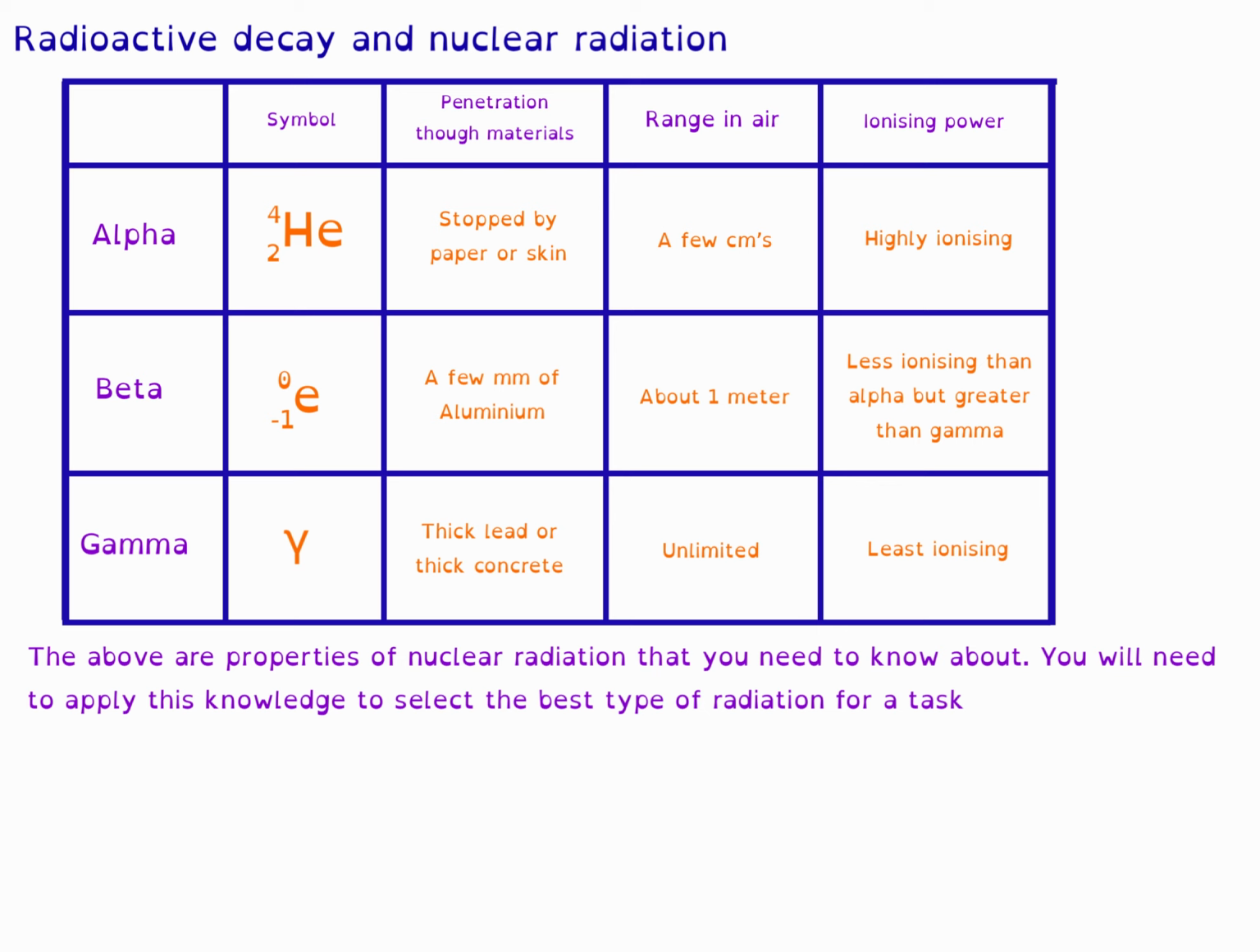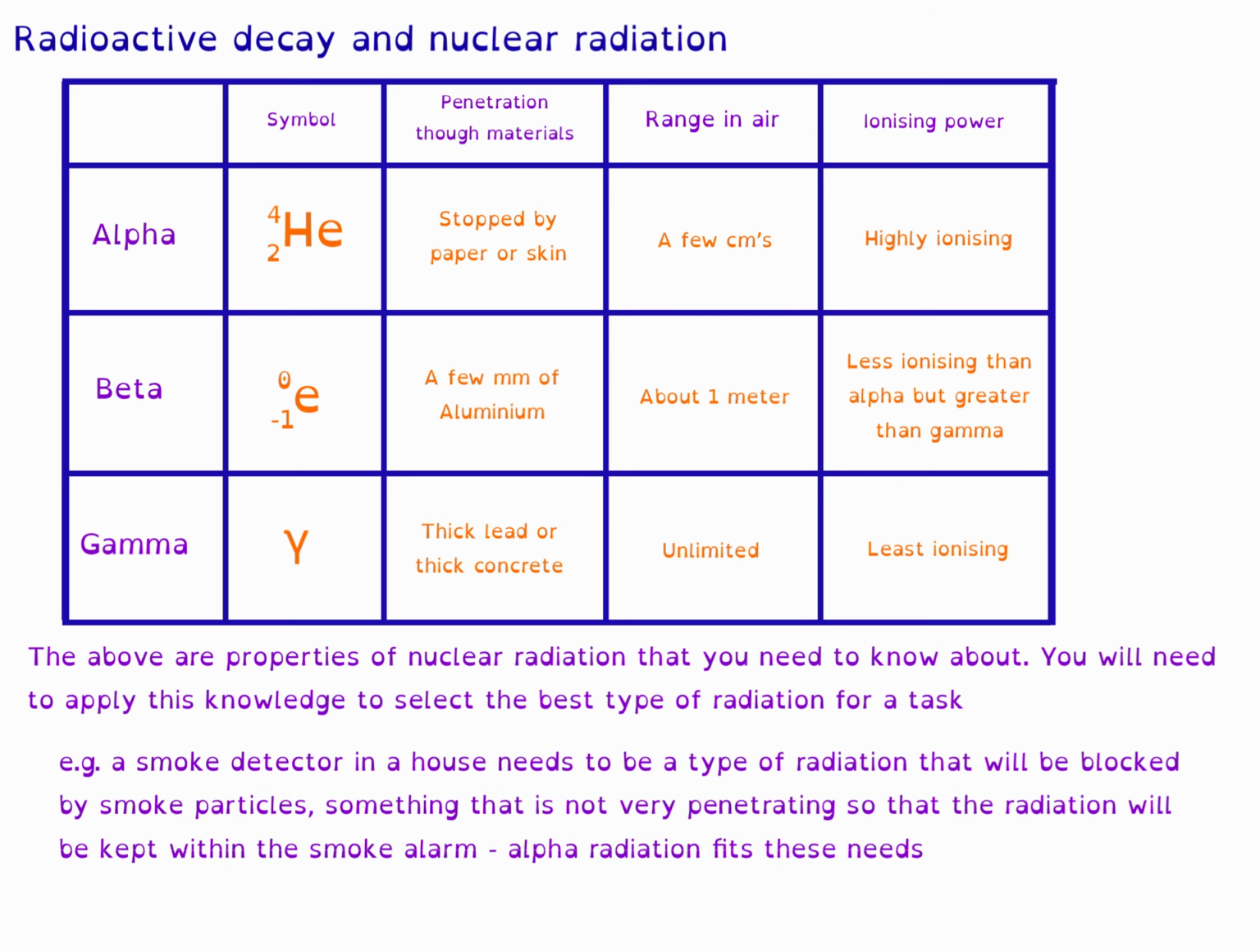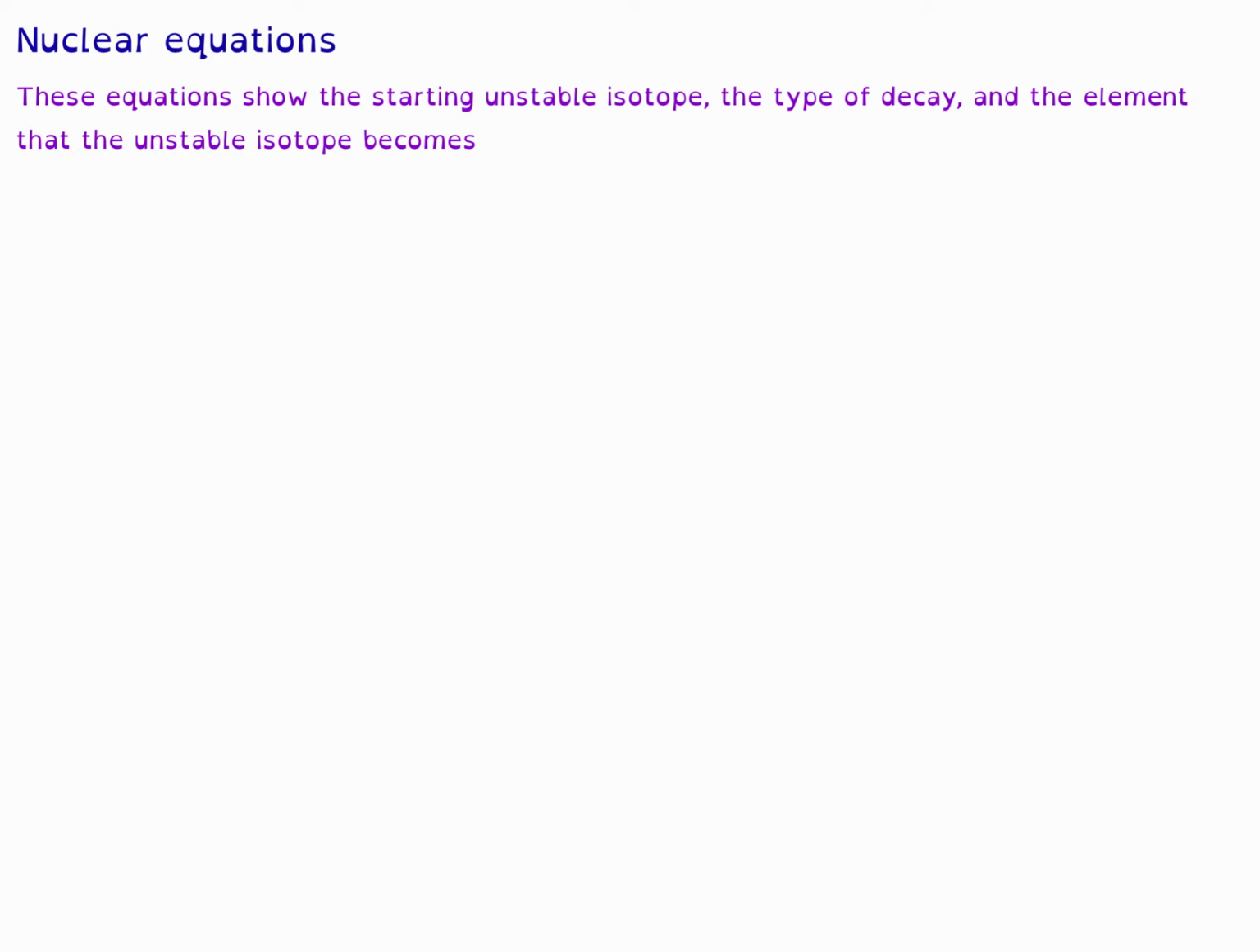For example, a smoke detector in a house needs to be a type of radiation that will be blocked by smoke particles, something that's not very penetrating so that the radiation will be kept within the smoke alarm, and alpha radiation fits both of these needs. These equations show the starting unstable isotope, the type of decay, and the element that the unstable isotope becomes.